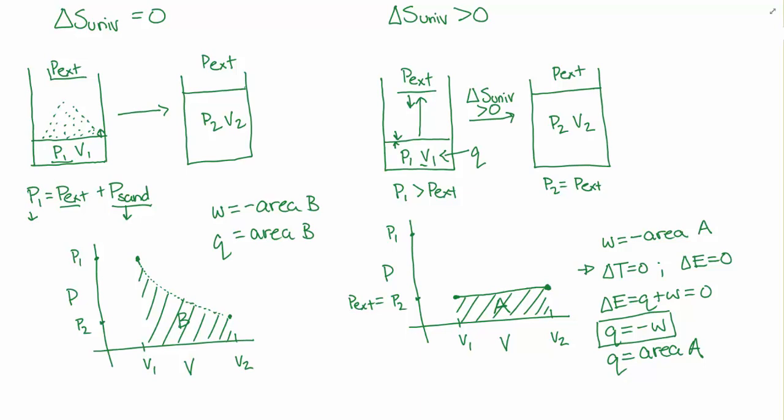We can see that the area of B is larger than the area of A, which means that the system in the reversible case has done more work than the system in the irreversible case. This makes sense because the system in the reversible case had to lift at the beginning the external pressure plus all the pressure due to that sand, rather than in the irreversible case where it was only having to lift against the external pressure.